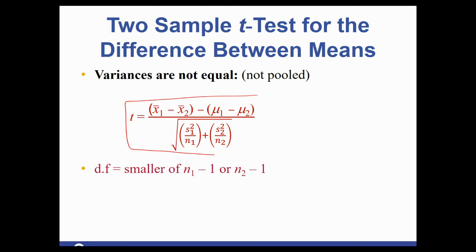On the other hand, if it says variances are not equal, meaning they're not pooled, this is the formula we use, which is much more similar to our last section with our Z distribution with two sample. And then for degrees of freedom, it is whichever sample size is smaller minus 1. So you're going to compare the two sample sizes, whichever one is smaller, take minus 1 from that. That will be your degrees of freedom.